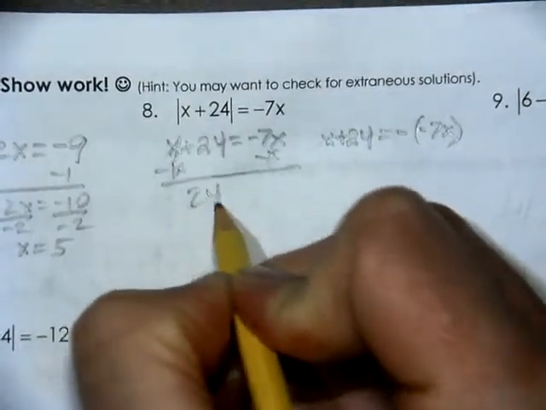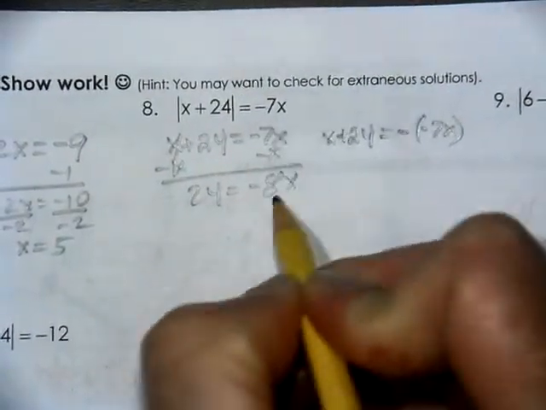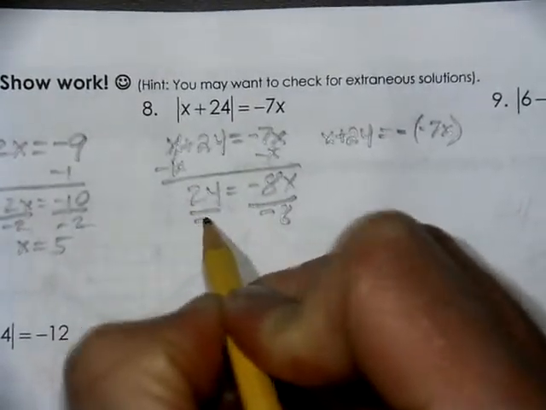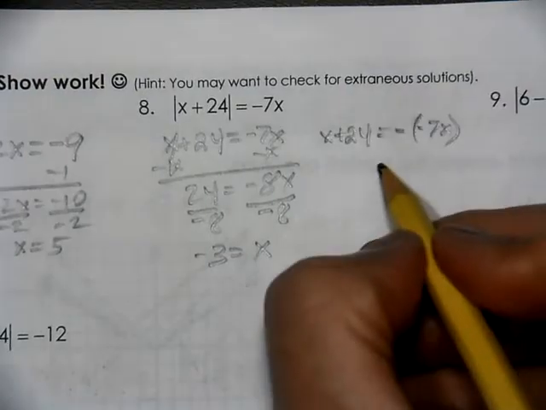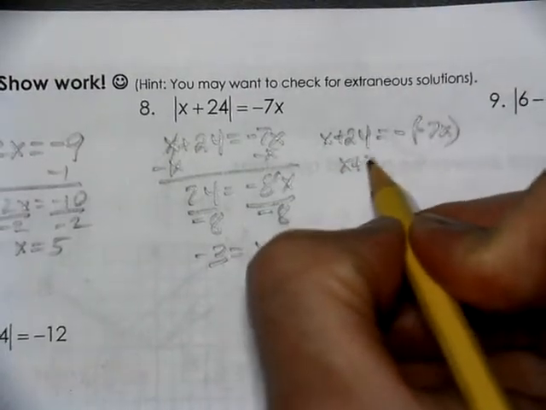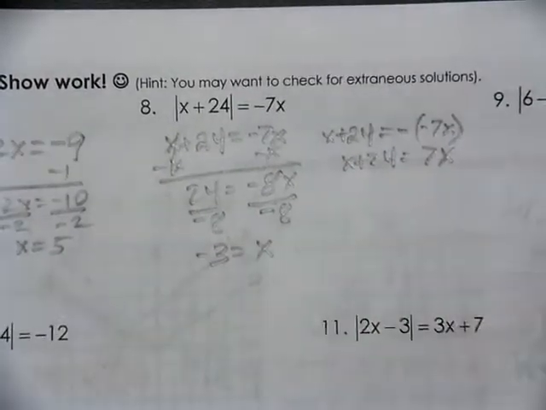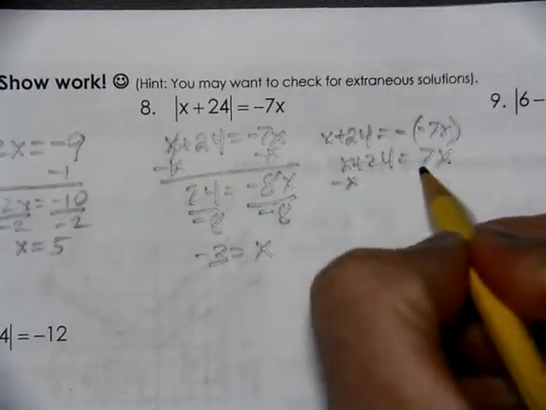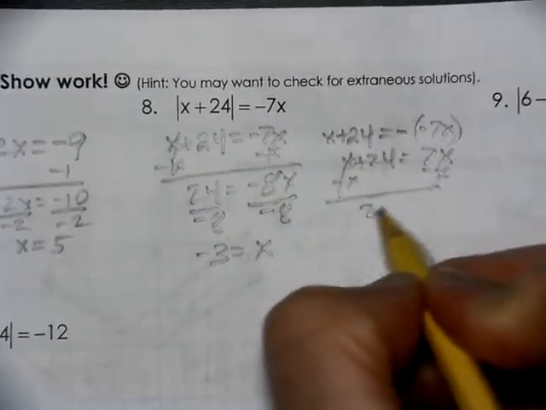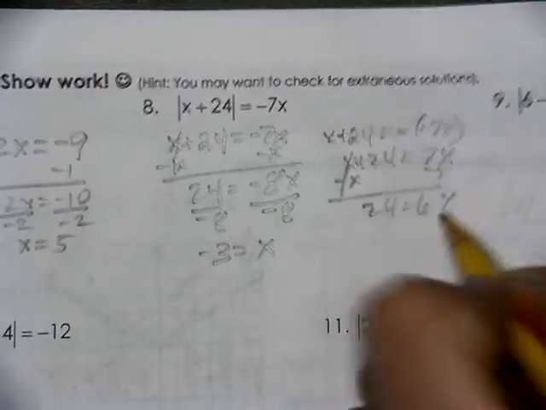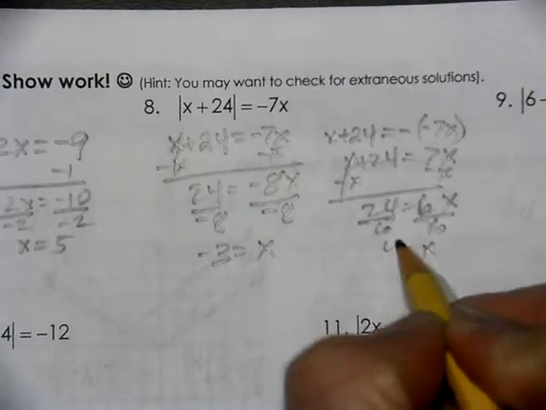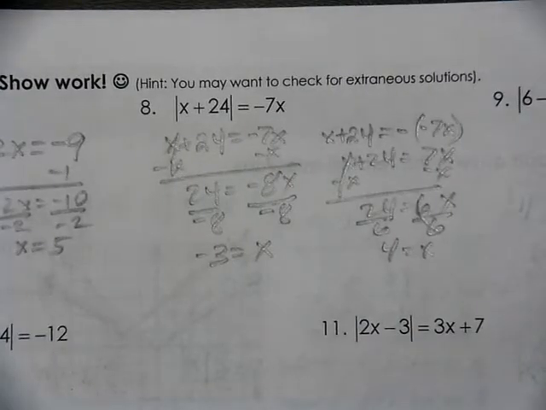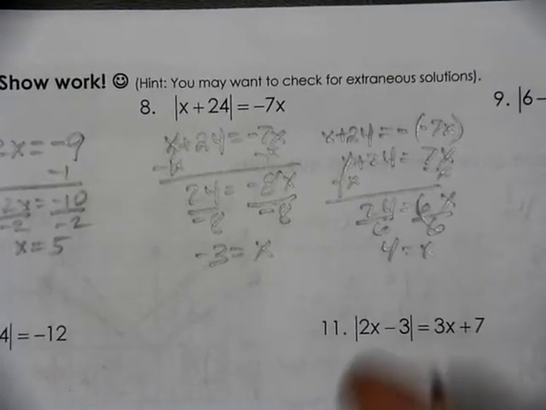So I will subtract the x. Typically I like the x to be positive, but just to have the least amount of moves, we get x is negative 3. And in this case this gets to be positive 7x, so that turns into a 6x, and when we divide there, we get x equals 4. So we have two answers, x equals negative 3 and x equals 4.